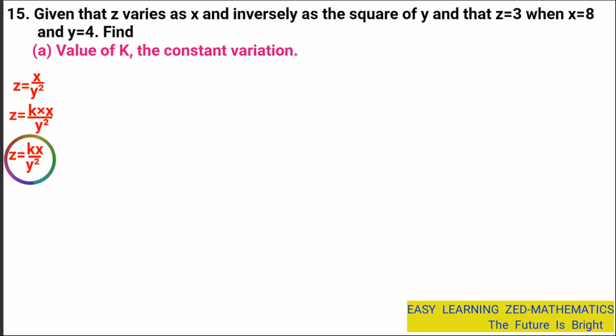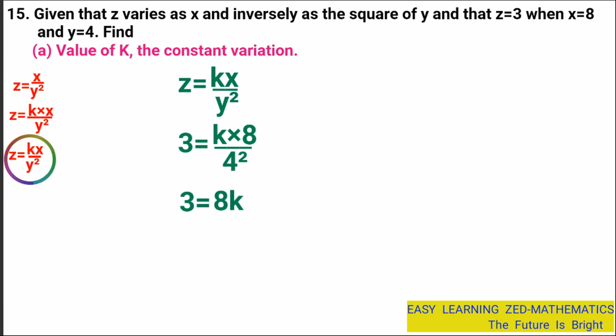So we're going to use the same formula, or equation, that we came up with. Then we're going to replace letters by their values. We are told z is equal to 3, so we write 3 is equal to k, which we don't know, multiplied by x, and we are told x is 8, so multiplied by 8 over y, which is 4, so 4 squared. Then we work out: 3 is equal to k times 8, which gives us 8k, over 16, when we multiply 4 by 4.